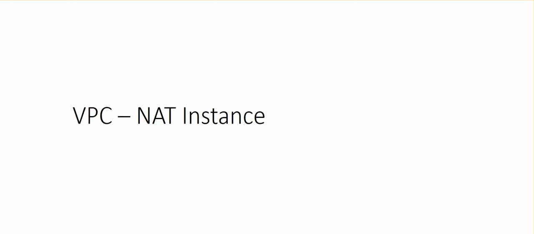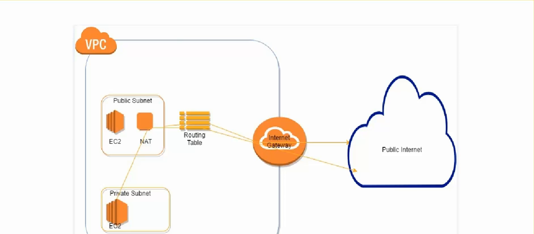As we discussed in the previous session, we created two subnets within a VPC, a public subnet and a private subnet. The public subnet is going to have an internet gateway attached, and the traffic will be routed through this internet gateway to the public internet. This we saw in our last session.